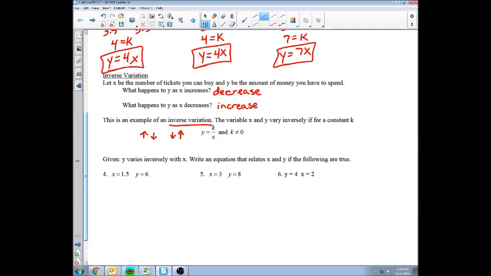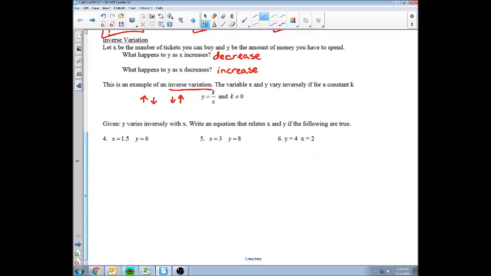We have to make sure that k does not equal 0. But what we're going to do is exactly the same situation we did with direct variation. I'm going to take 6, plug it into my formula. So 6 goes in for y. I have my k over my x value. Well, in this case, my x value would be 1.5.